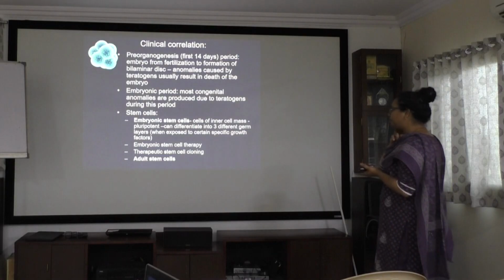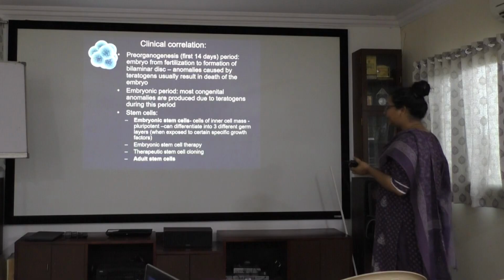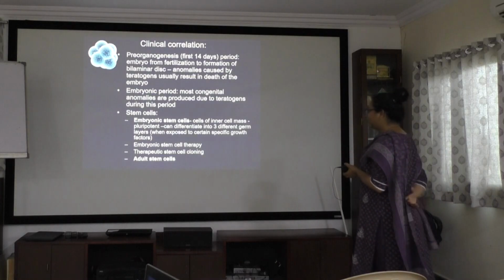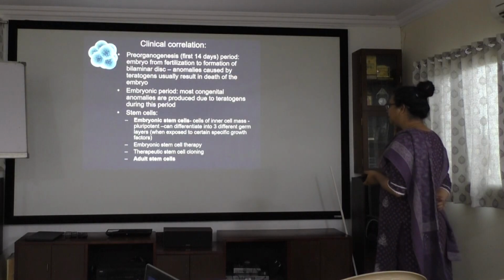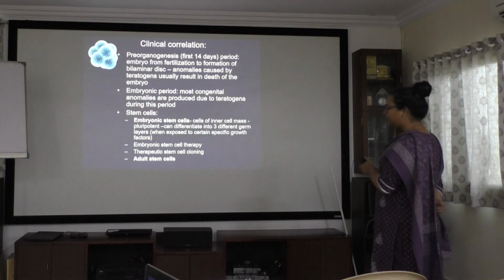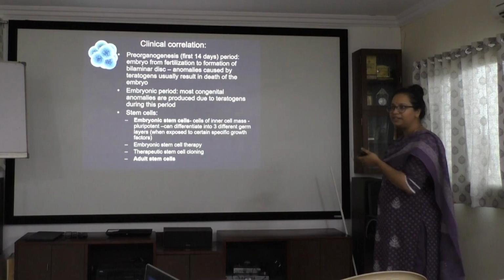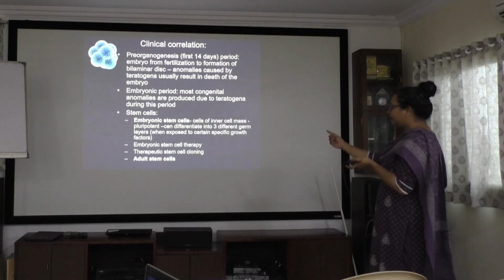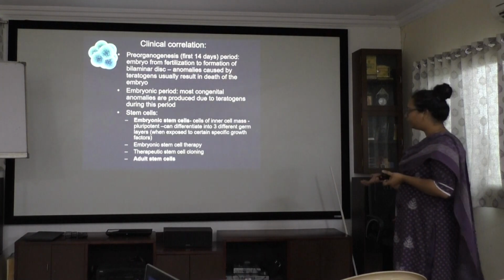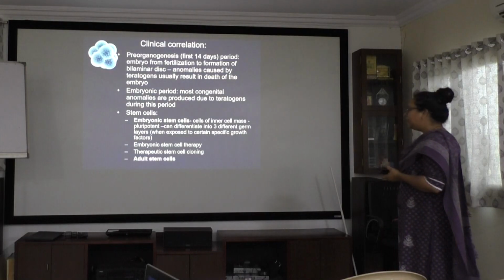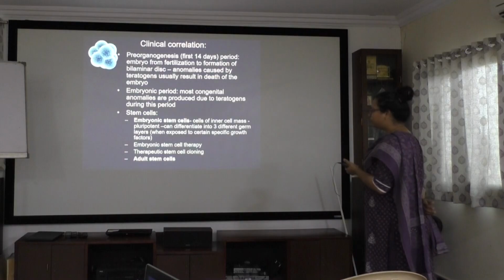Coming to the stem cells, embryonic stem cells can be taken from the inner cell mass. They are capable of differentiating into any type in the 3 germ layers. With embryonic stem cell therapy, a few diseases of adulthood like Parkinson's or diabetes or some metabolic disorders can be treated. Therapeutic stem cell cloning: in a few cases the embryonic stem cells are foreign to the patient when we give them. So the nucleus from the patient is taken and inserted into the embryonic stem cell, so the genetic material is similar to the patient for whom we are giving. This is called therapeutic stem cell cloning. Also, there are adult stem cells from the bone marrow, which are used for the treatment of some diseases.